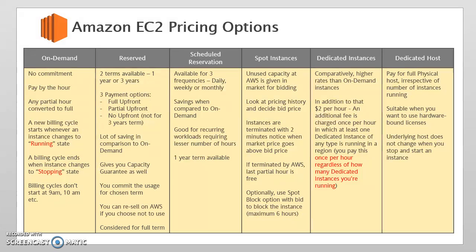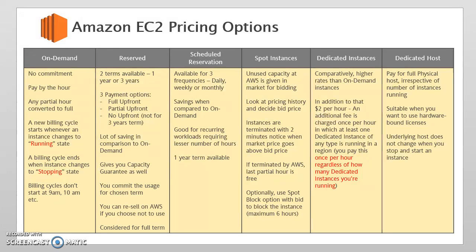In this case, any partial hour will be converted to full. For example, if you are running an instance for 3.5 hours, you pay for 4 hours. It is very important to understand when a billing cycle starts. When the instance is in the pending state, you're not charged. Whenever it changes to the running state, that is when your billing cycle starts. And whenever you stop or terminate an instance, when it moves to the stopping state, exactly at that time your billing cycle ends.